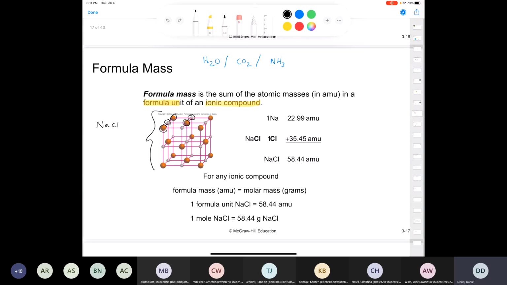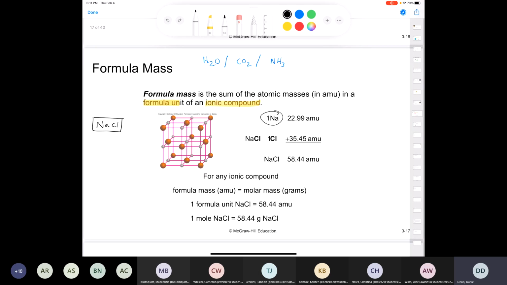And so the formula mass is like an empirical formula, right? If I look at all this, there's many sodium atoms and there's many chloride ions. But if you break it down, the simplest whole number ratio of them is 1 to 1. And so the formula unit of sodium chloride is NaCl. And therefore, its formula mass is just going to be simply adding up the mass of one sodium and one chlorine to give you, in this case, 58.44 AMU.